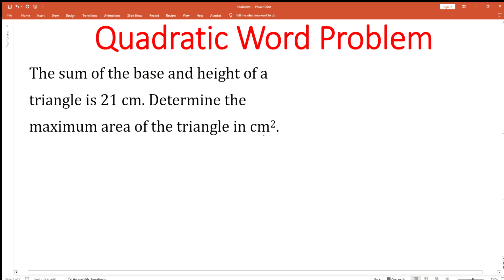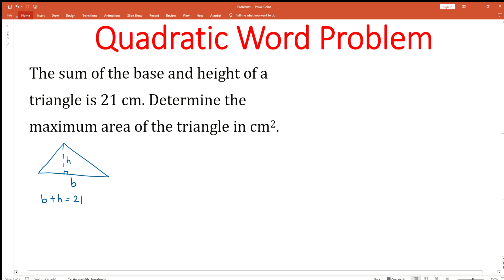The first step is to draw a triangle. In this triangle, the base is the horizontal side. Let's assume its length is b. The height of this triangle is represented by this broken line. Let's assume the height of this triangle is h. As per the problem, the sum of the base and height is 21 centimeters. So our first equation is b plus h equals 21.